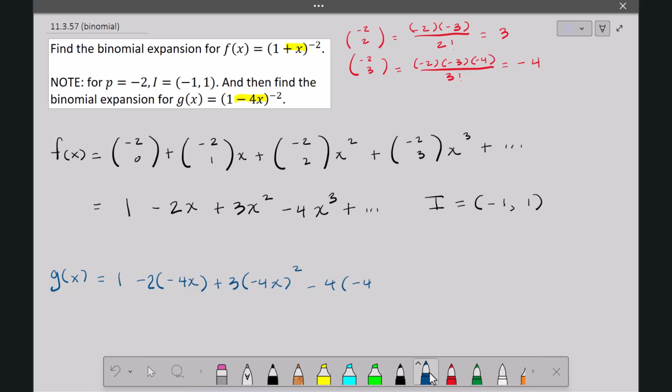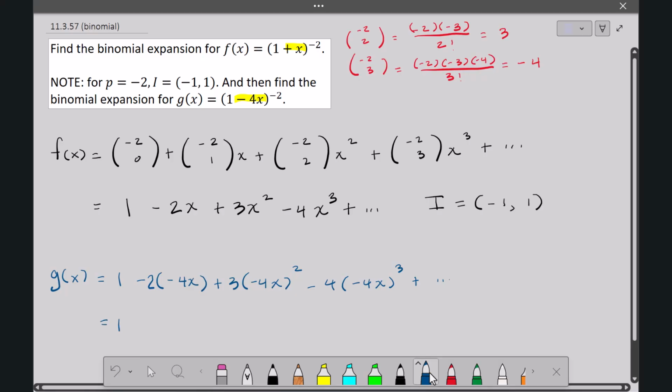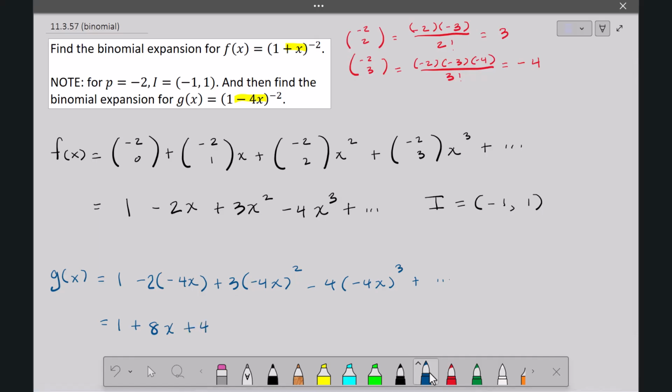And we will simplify this a little bit. This will end up being 1 plus 8x. And then here we'll get 16x squared, so that will be 48x squared. Here we'll end up with a negative, so it's going to turn into a positive when all is said and done. And we have 4 cubed times 4, which is really 4 to the 4th, which is 16 times 16, which is 256, x cubed, plus etc.